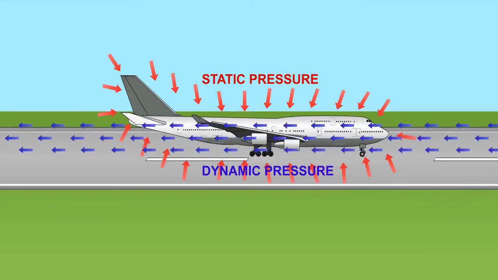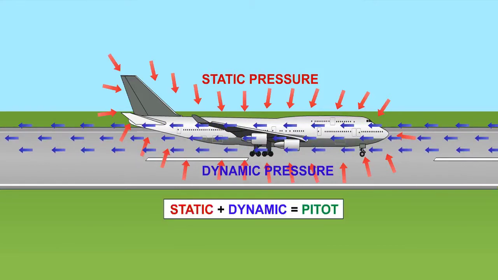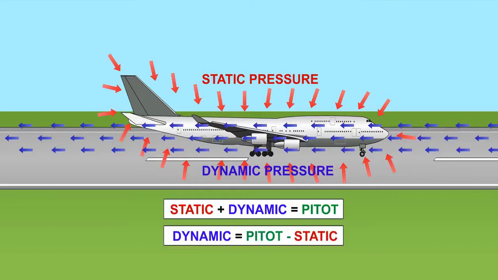The leading surfaces of the aircraft will therefore be subjected to the combination of static pressure plus dynamic pressure, and this total pressure is known as pitot pressure. The word pitot is named after the French physicist who invented a method of measuring total pressure. We can see, therefore, that to find dynamic pressure we simply have to subtract static pressure from pitot pressure.